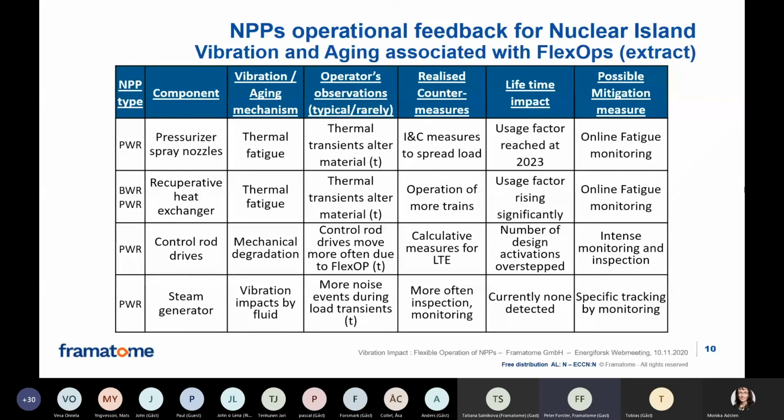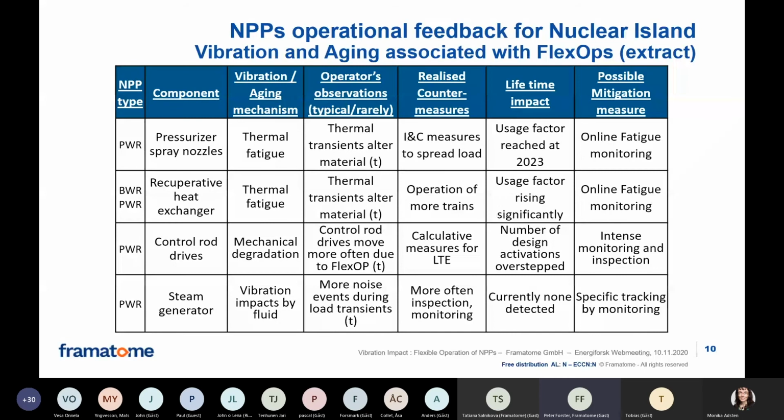Yes, thank you. So these are the results from the interviews we performed with nearly all operators in Germany and also a Swiss operator. The information is a little shortened here in the tables, but I think quite interesting. The information is from more than 12 plants which operated flexibly already in the 90s or are still doing it today due to regenerative electrical generation.